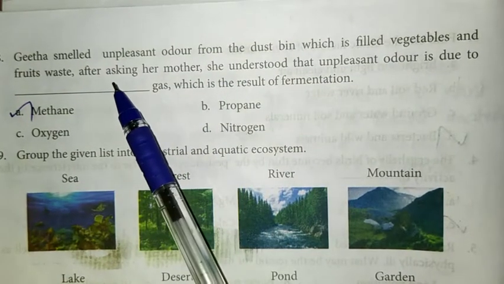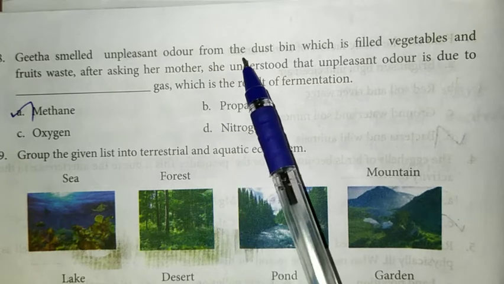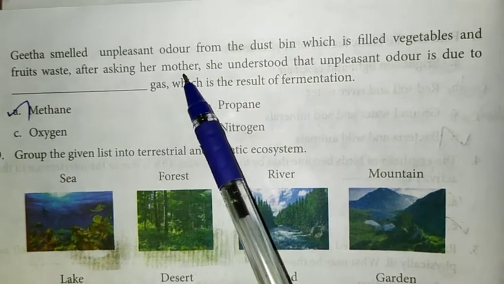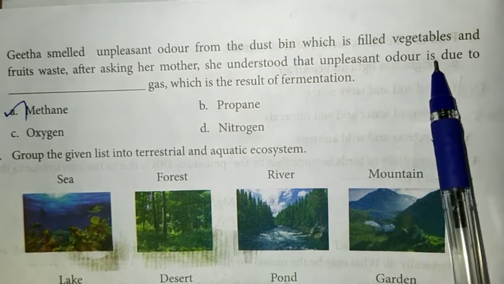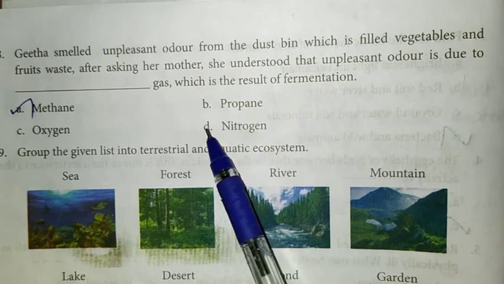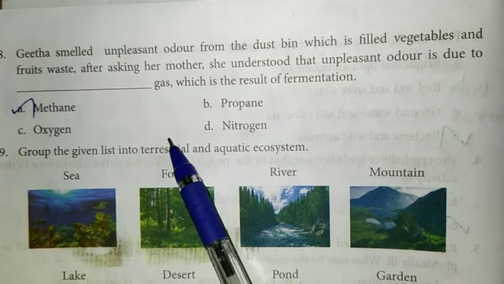Eighth question, Geeta smelled unpleasant odor from the dustbin, which had spilled vegetable and fruit waste. After asking her mother, she understood that the unpleasant odor is due to dash gas, which is the result of fermentation. Answer is option A, methane.